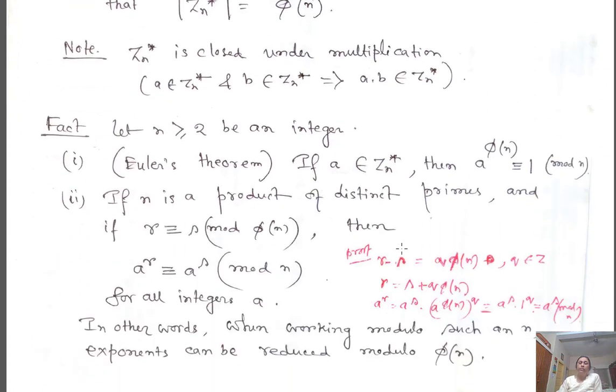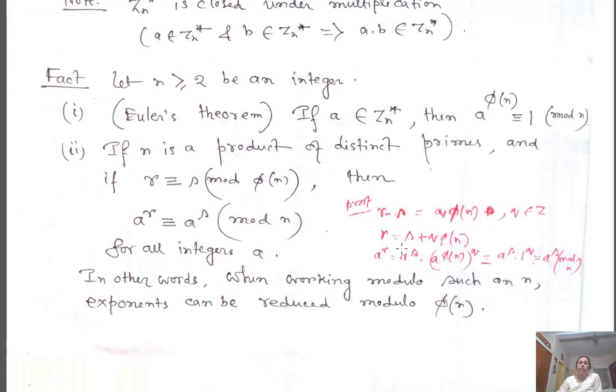And we have, let me state this, Euler's theorem. We are going to utilize this. For n greater than or equal to 2, if A is an element of Zn star, then A to the power phi n is congruent to 1 modulo n. This is Euler's theorem.